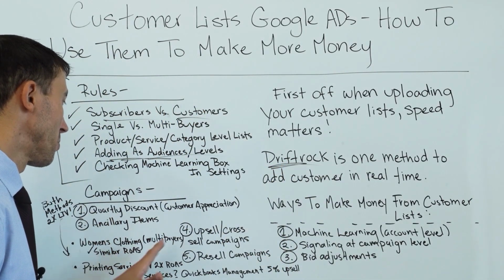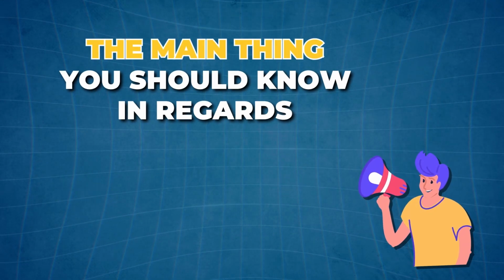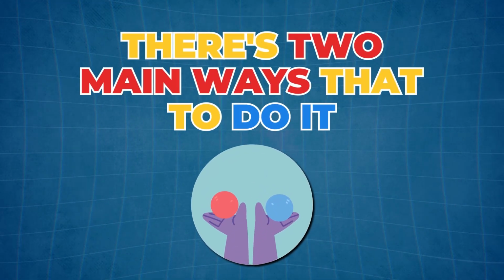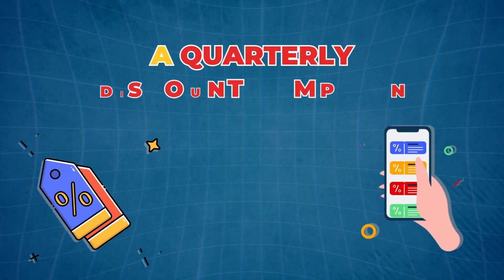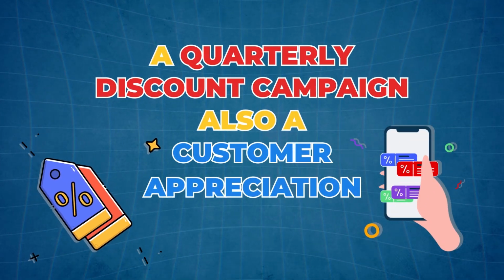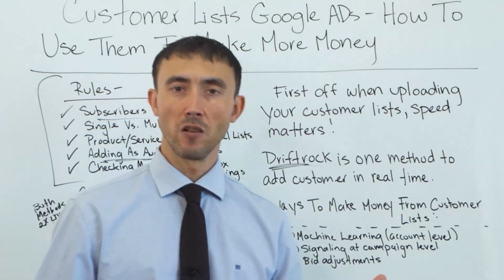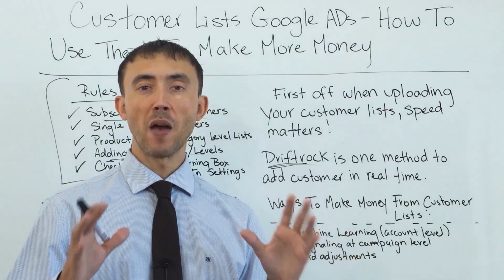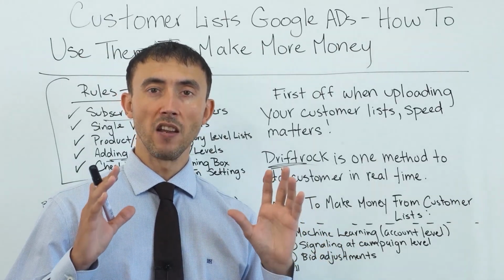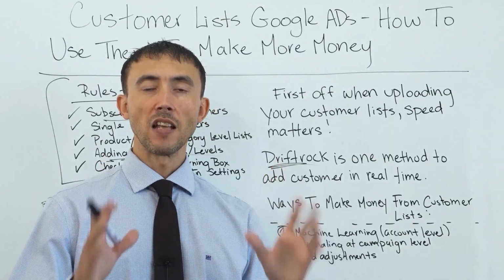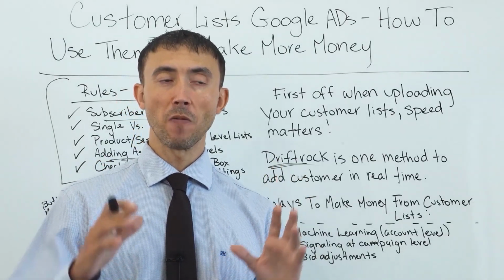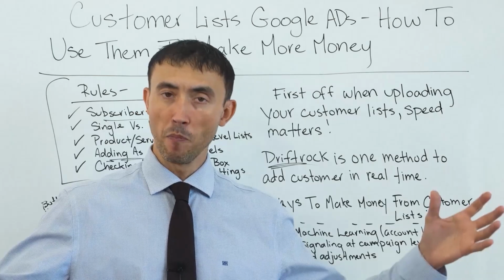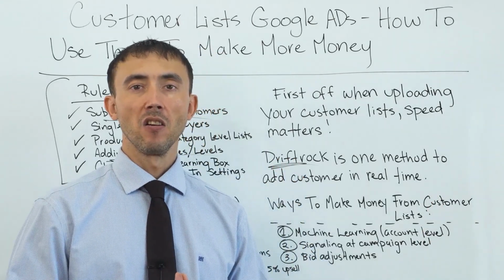Now, I have some case studies here. The main thing you should know in regards to upsell and cross-selling campaigns is there are two main ways to do it that we know work great at our firm. One is the quarterly discount campaign, also a customer appreciation campaign. If people normally buy more than once at your business, then every quarter you should be running banner ads, YouTube ads, and Facebook ads that say, hey, we're running a customer appreciation offer. We're offering 25% off for the next 7 days, and that'll get you a bunch more demand from customers that you already had, ultimately.